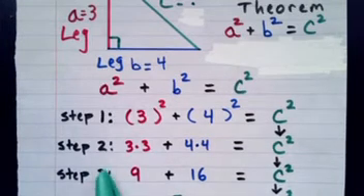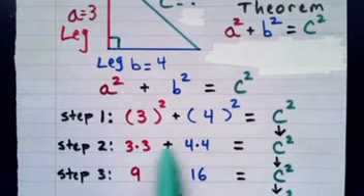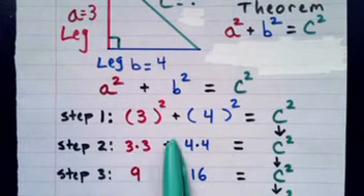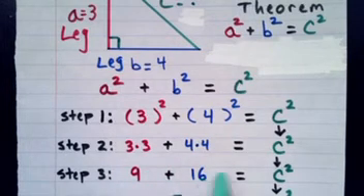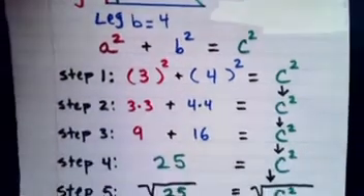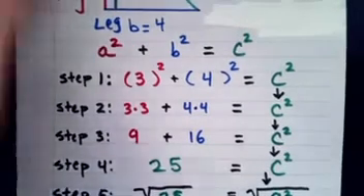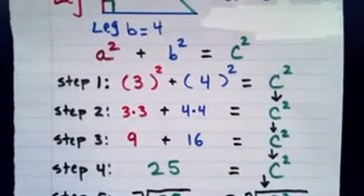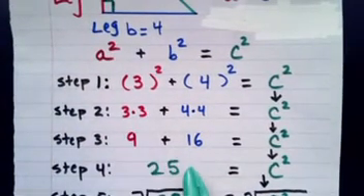So from step 2 to 3, we're going to simplify what we did in step 2. 3 times 3 is 9, plus 4 times 4 is 16. Rewrite that equal sign, and then just bring that c squared down. For step 4, we will simplify a little bit further. 9 plus 16 is 25.